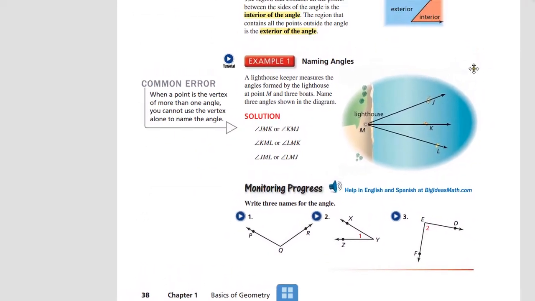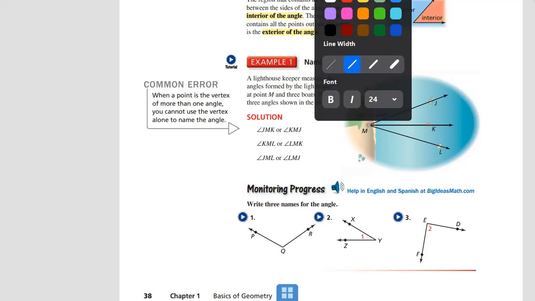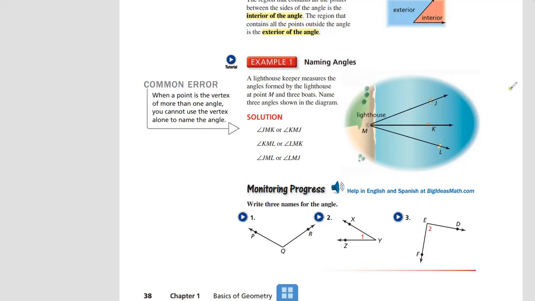Now, the angle here for the lighthouse, we can't call it angle M because there's three angles here, right? There's this angle. I wrote a 1 in here. We could call it angle 1. There's angle 2, which is from here to here, KML or LMK. There's also a third angle here. There's all of this together, which we could call angle 3, or we could call JML or LMJ. Any of those work.